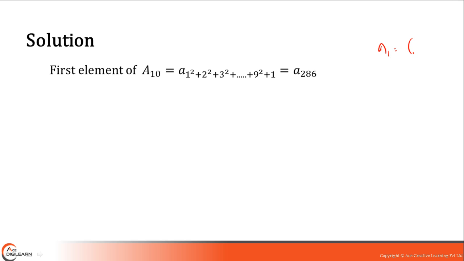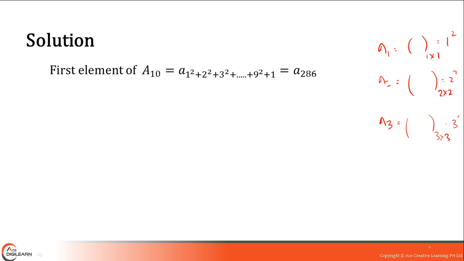A1 is having only one element. It is of order 1 by 1, and A2 is having 4 elements. It is of order 2 by 2. So it contains 4 elements, which is 2 square. It contains one element, which is 1 square, you can write. And A3 is of order 3 by 3, which contains 9 elements, which is 3 square.